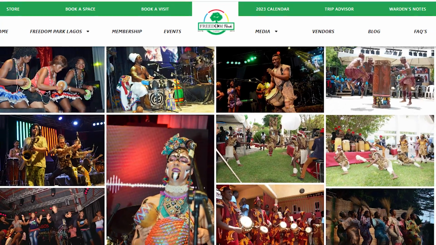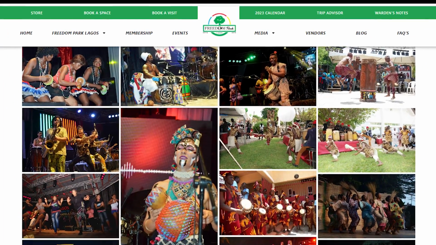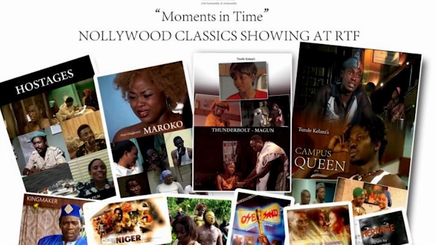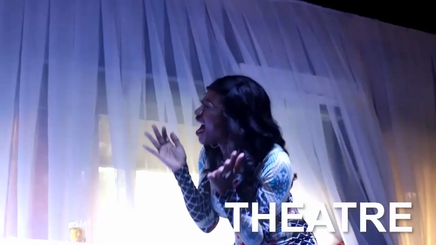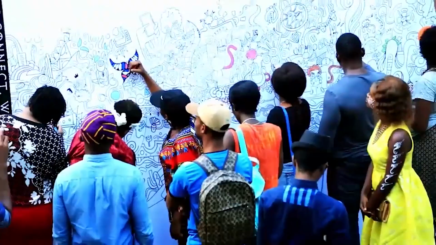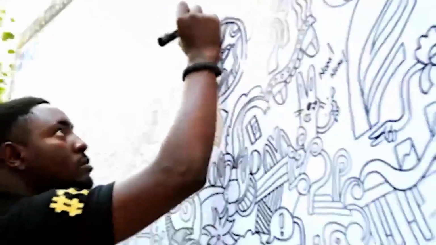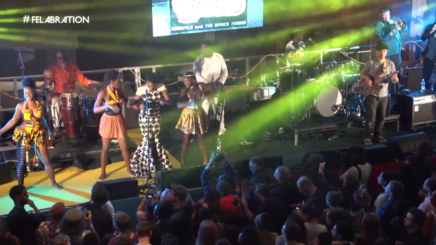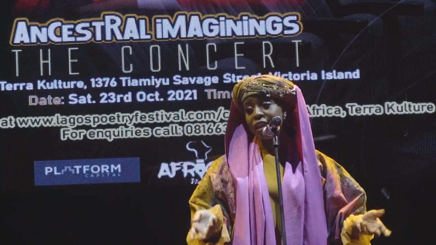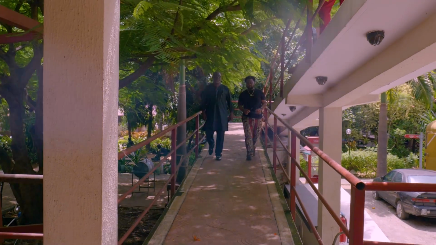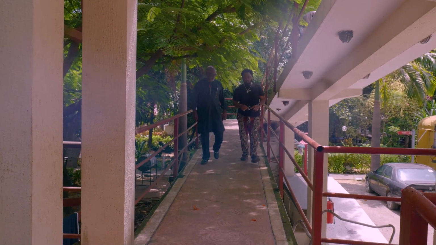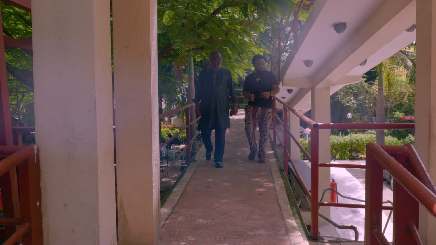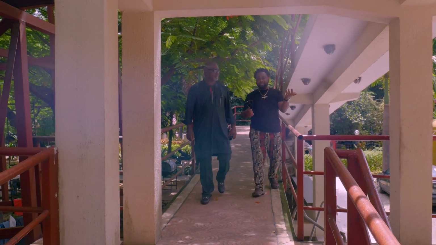Today, the park is home to various interesting festivals that celebrate film, theater, literature, music, arts and crafts every year. This includes some of the big shows such as Lagos Theatre Festival, Felabration and the Lagos Poetry Festival. However, there's a very interesting history of this place that isn't common knowledge to a lot of people.